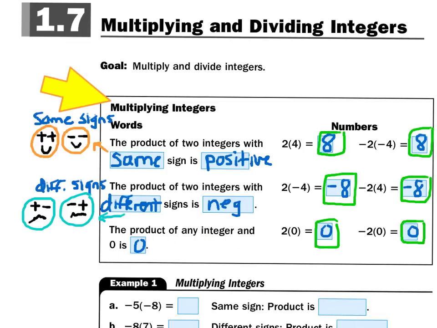And then the product of any integer and 0 is always 0. So 2 times 0 would be 0, or negative 2 times 0 gives us 0.